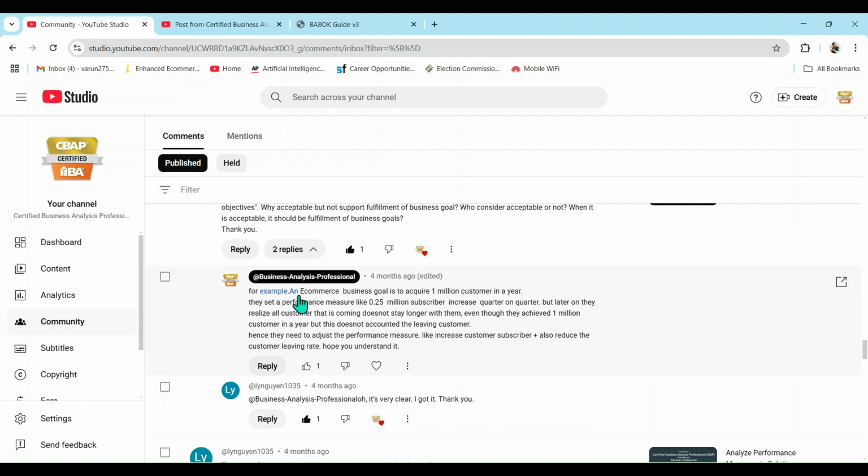Here I have an answer. For example, an e-commerce business goal is to acquire 1 million customers in a year. They set a performance measure like a 0.25 million subscriber increase quarter on quarter, but later on they realize all the customers that are coming do not stay longer with them. Even though they achieved 1 million customers in a year, this doesn't account for the leaving customers. Hence they need to adjust the performance measure, like increase the customer subscribers and also reduce the customer leaving rate. Hope you understand it.